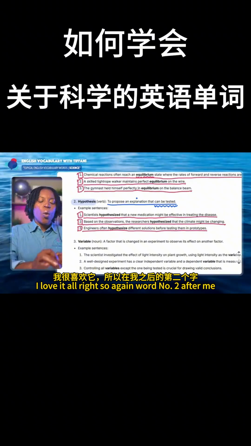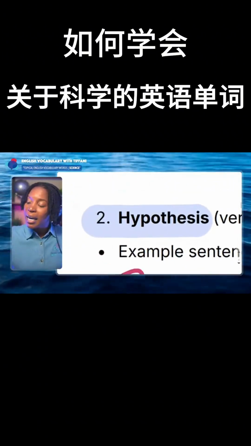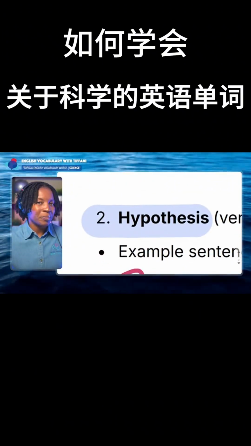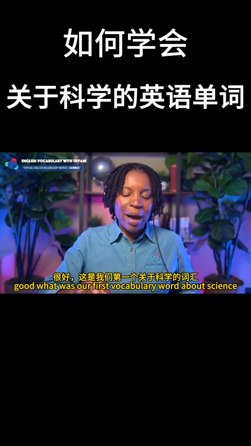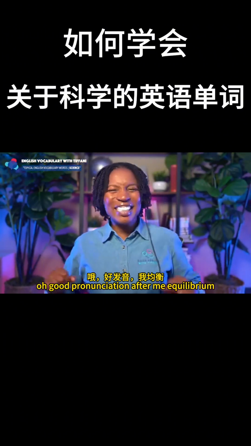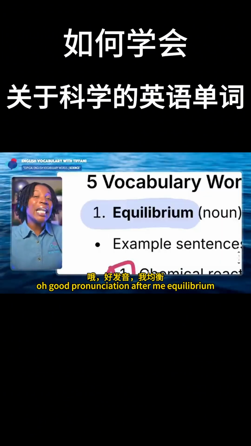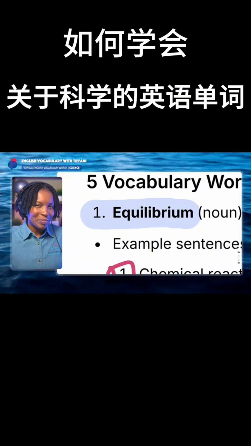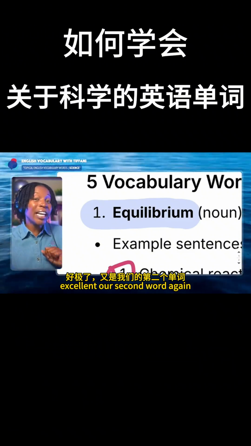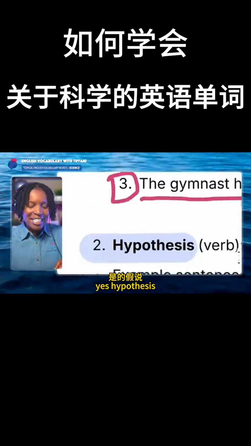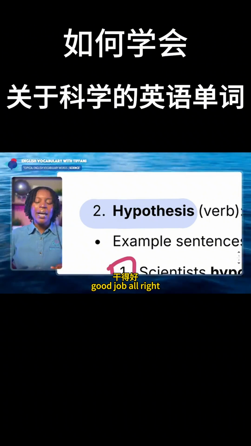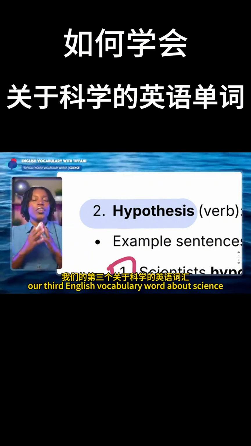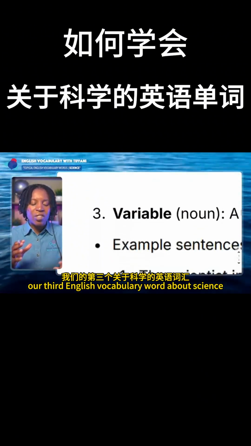All right, so again, word number 2 after me, hypothesis. Good. What was our first vocabulary word about science? Ooh, good pronunciation. After me, equilibrium. Excellent. Our second word again? Yes, hypothesis. Good job. All right, now our third word, our third English vocabulary word about science.